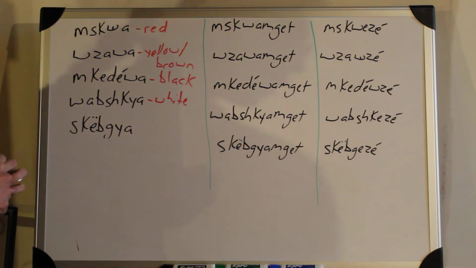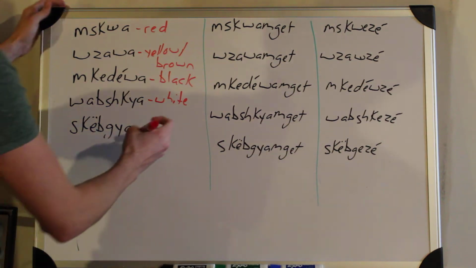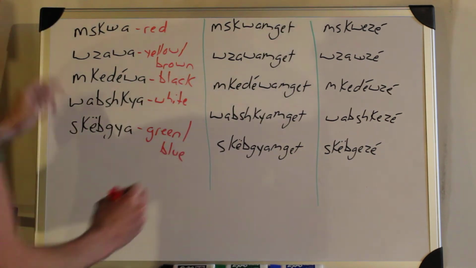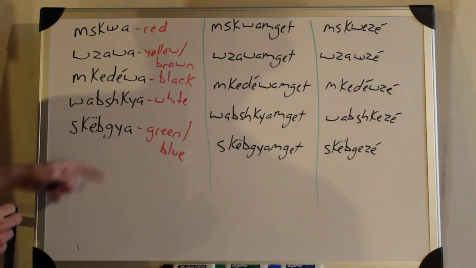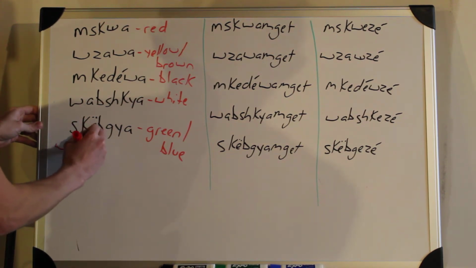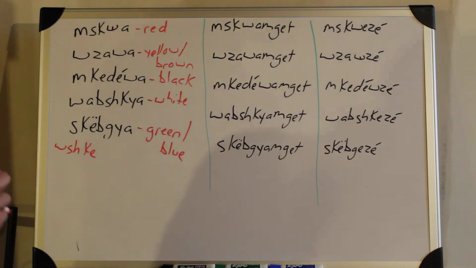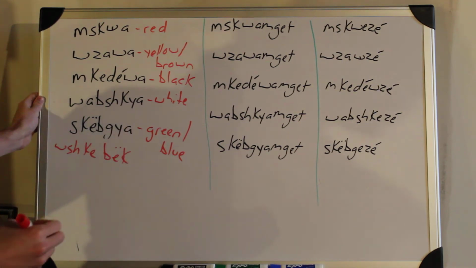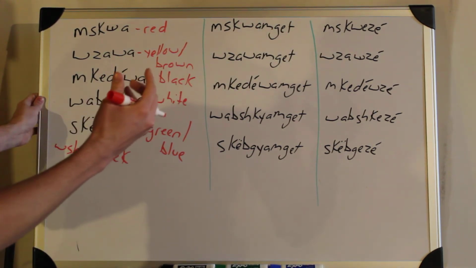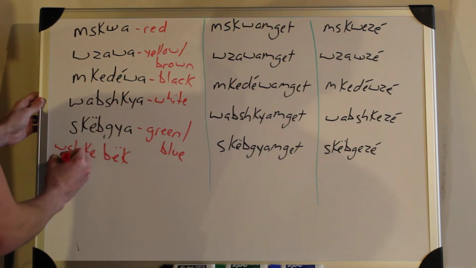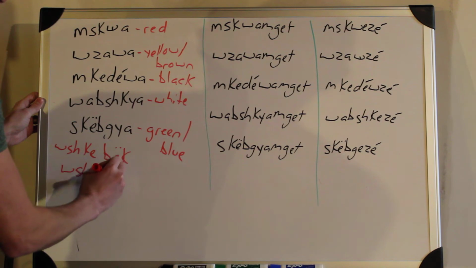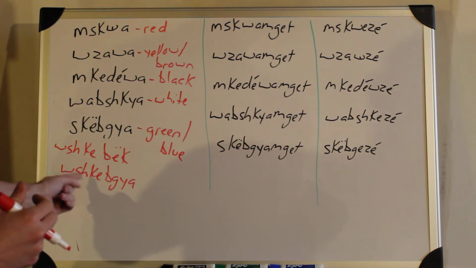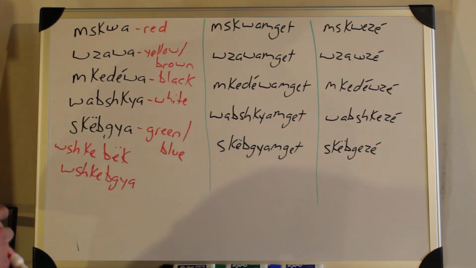And then the other one is Skubgia. Skubgia is mostly used for green, but it can be used for blue as well. So in the way that word works, we have Wushke. Shke means new or fresh. Shkabuk would be a fresh leaf or a new leaf. When a leaf emerges from a tree, it is that greenish color. Now we say shkabgia. That means there are fresh leaves. And as shkabgia became skabgia, green or blue.